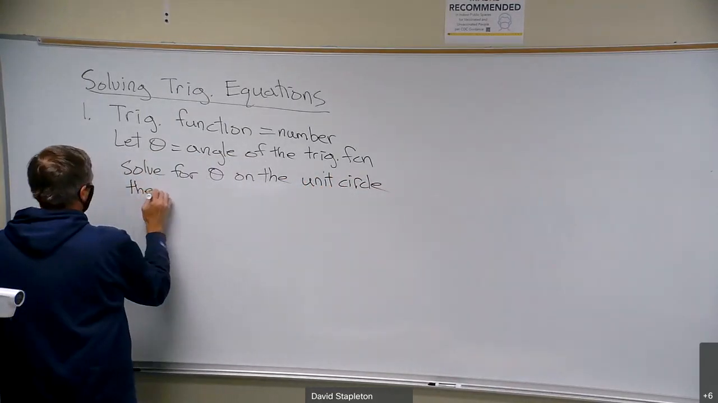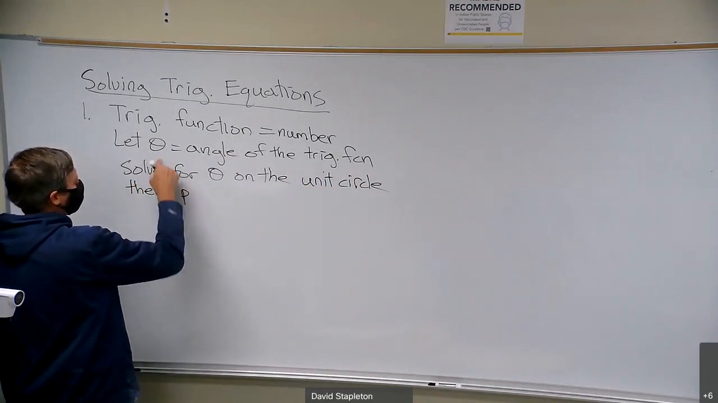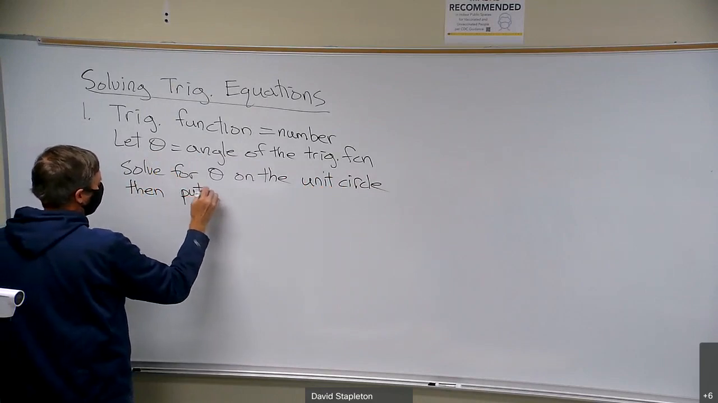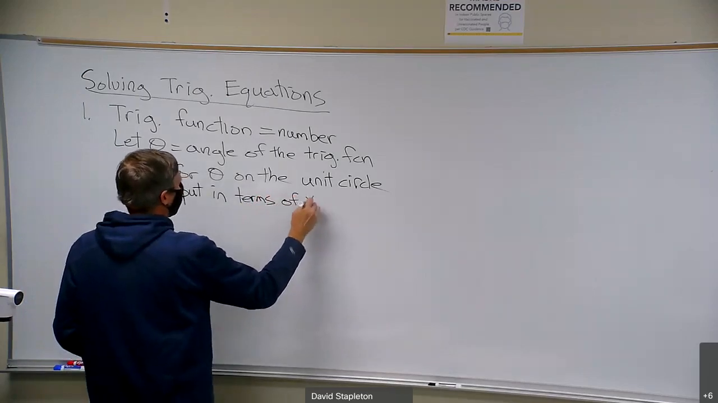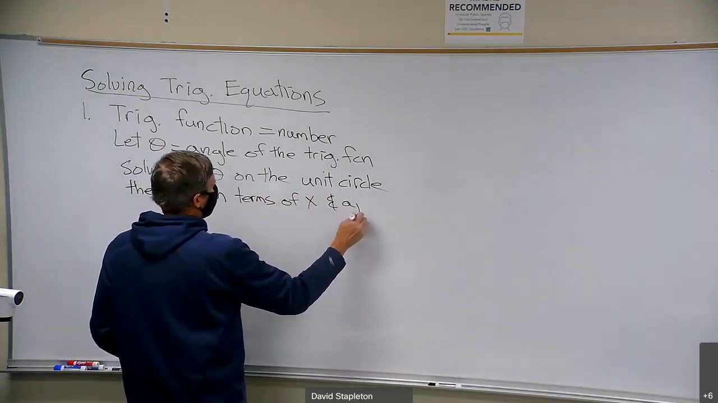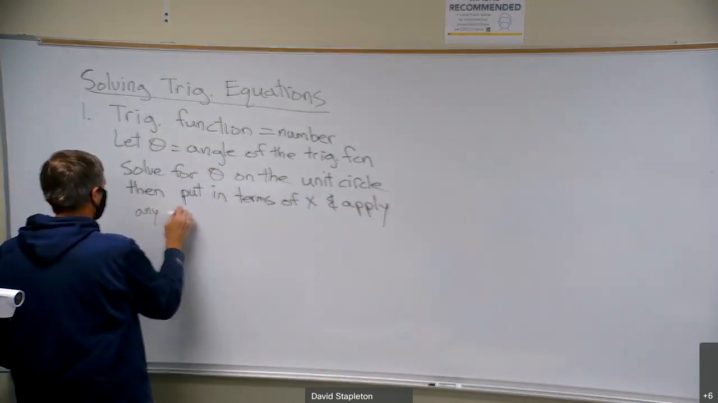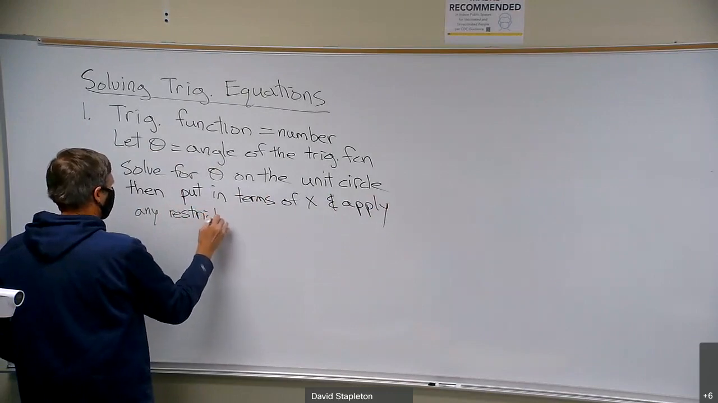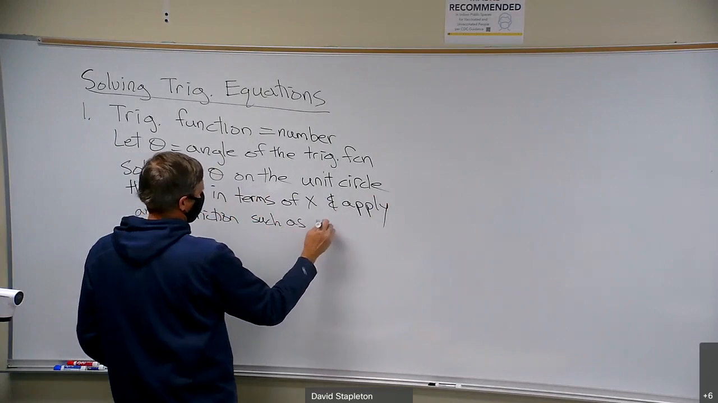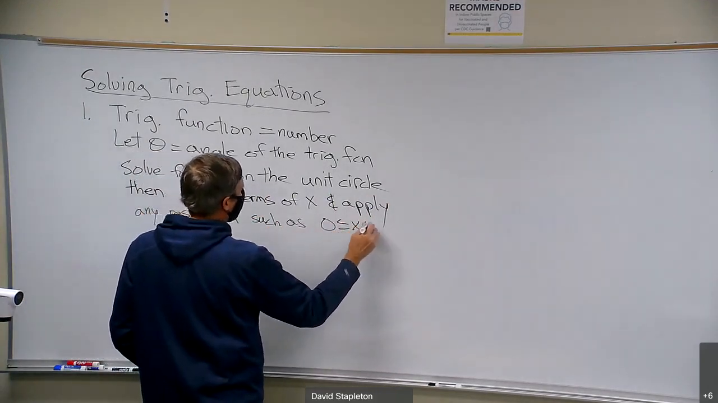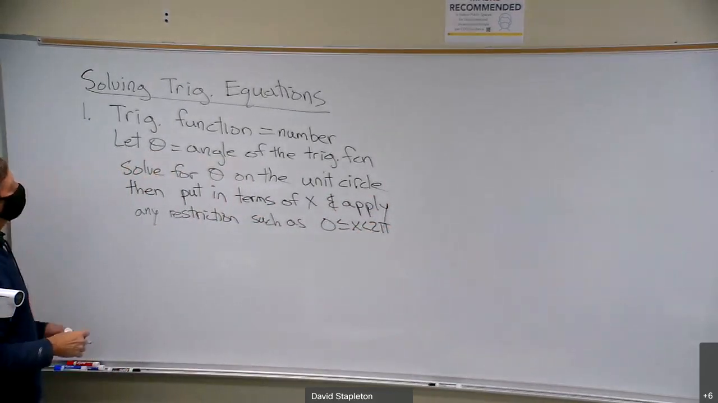Then put in terms of the original variable x, like theta might be 2x or something. And apply any restriction such as x between 0 and 2 pi. That's how you can solve trig function equals a number, always on the unit circle.